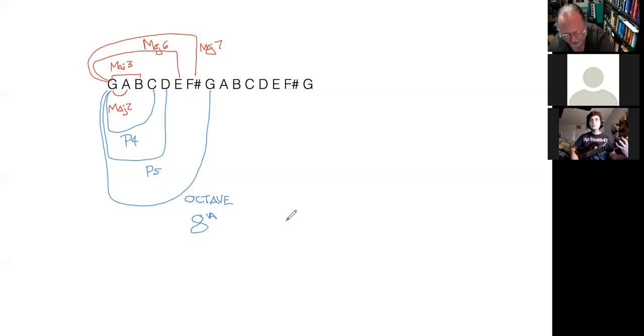Okay, those are all the basic intervals, called diatonic intervals, okay? And those are diatonic intervals in the G major scale. So these are diatonic. That's the important thing to know, that they're diatonic. Okay, so beyond the octave, what do we got?